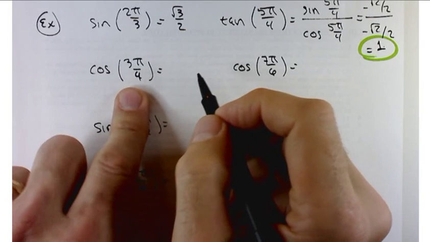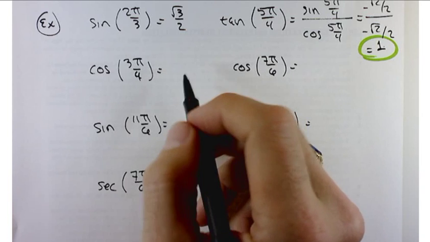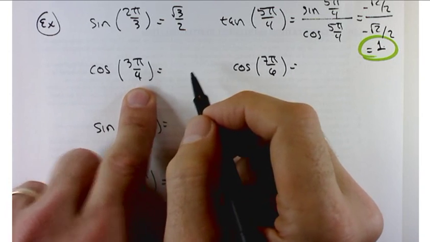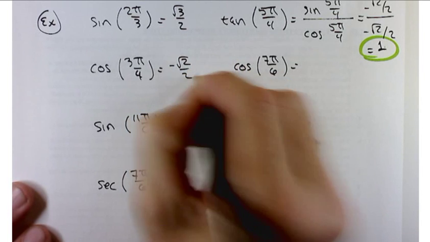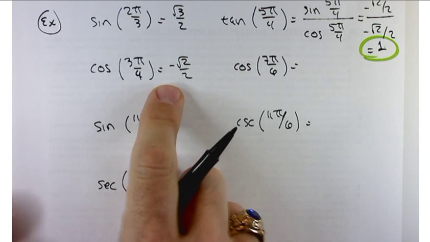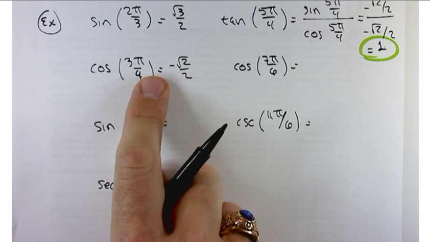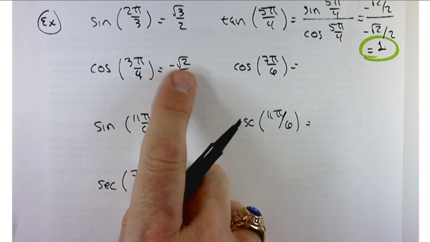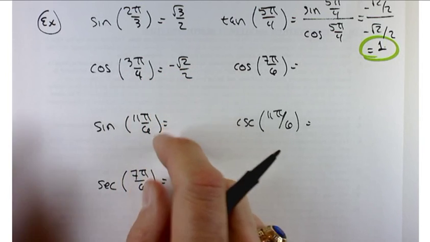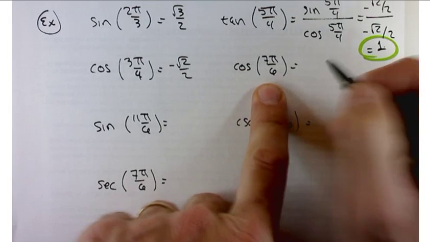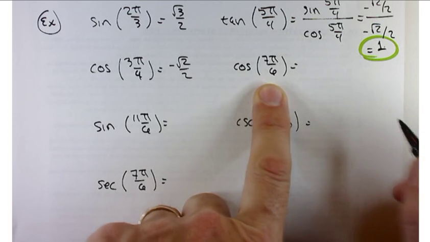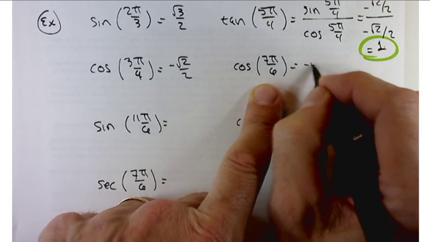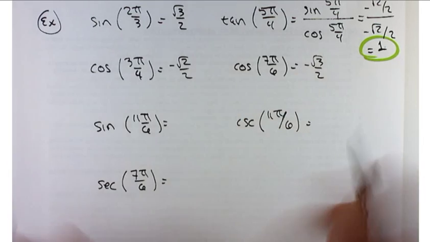Let's take a look at a couple of these. The x-coordinate at 3 pi over 4 is going to be negative root 2 over 2. At multiples of pi over 4, it's always going to be plus or minus root 2 over 2. How about the cosine of 7 pi over 6? What's the x-coordinate there? Good. Negative root 3 over 2.